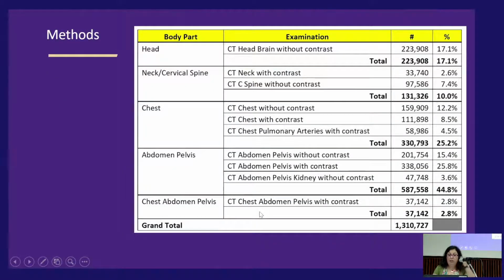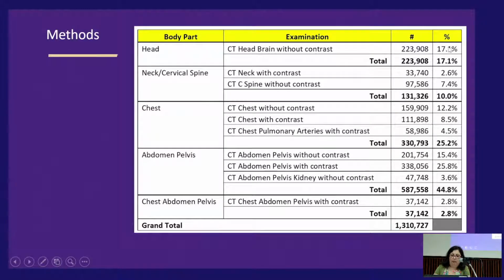Okay, so let me give you a little bit of tables from that paper. So 1.3 million exams, and you can see that the most common exam in the United States is the abdomen pelvis. Under the abdomen pelvis, we had abdomen pelvis without contrast, with contrast, and then abdomen pelvis kidney without contrast. That made up about 44.8% or 45% of this 1.3 million exams. The next highest was chest. Now remember, this is adult, and that made up about 25.2%.